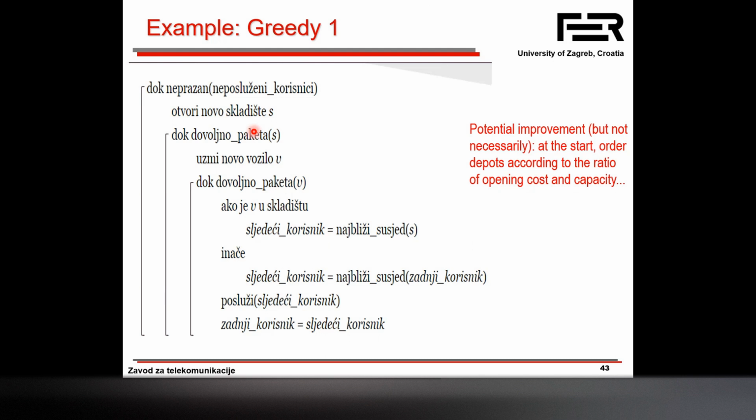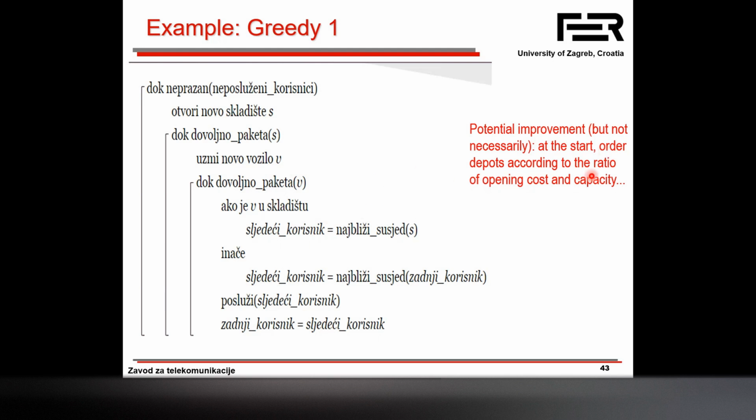It said that while we have remaining customers, we open a new depot. While there's still capacity left in the depot, we take a new vehicle, and while that vehicle is not empty, it will go from one customer to the other by picking the nearest neighbors until it is empty. Once it's empty, then it'll come back. So as long as it has enough packets in the vehicle, it will keep delivering, and then after that, it will come back.